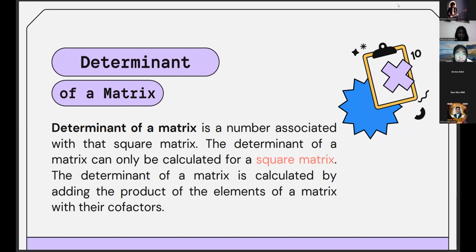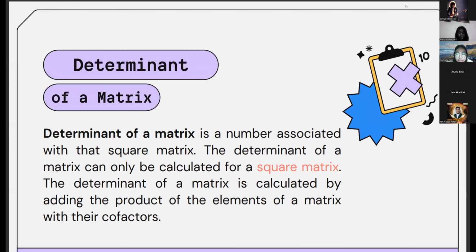Okay, the next one is the determinant of a matrix. The determinant of a matrix is a number associated with that square matrix. The determinant of a matrix can only be calculated for a square matrix. It is calculated by adding the products of the elements of a matrix with their cofactors.